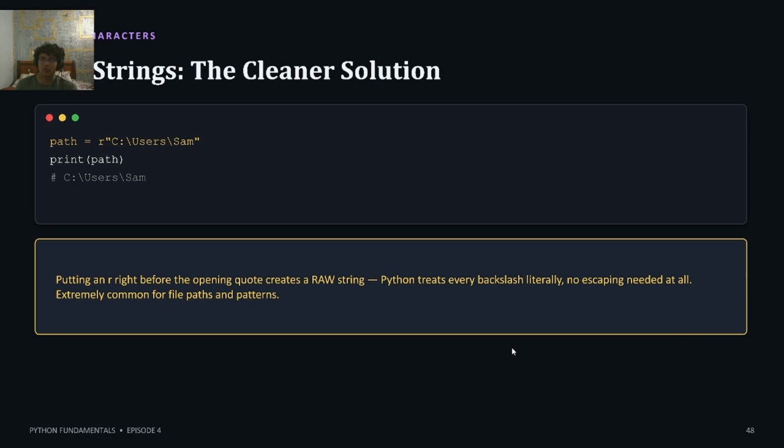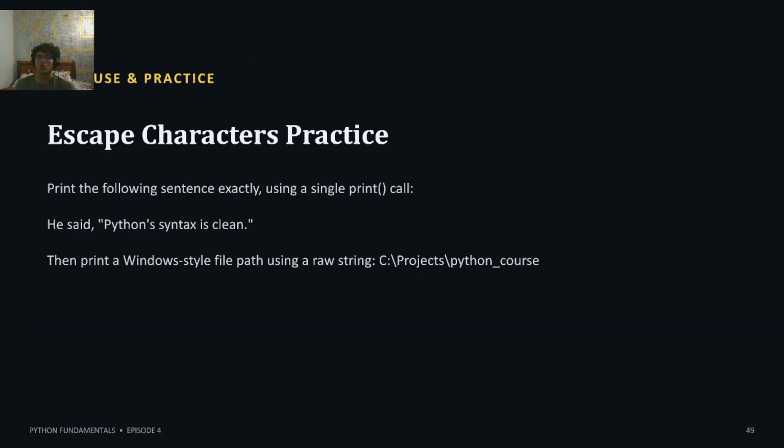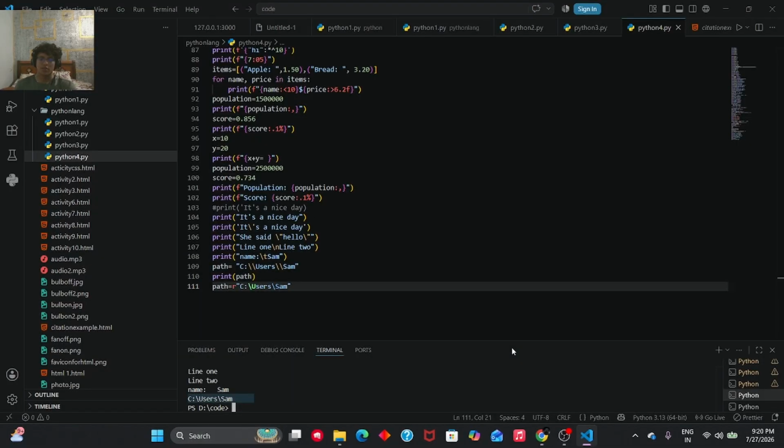Now moving on to the next one. Just pause your video and try this question by yourself. After then you can watch the video. What's the question? Print the following sentence exactly using a single print call: He said, Python's syntax is clean. Then print a Windows style file path using a raw string. Okay, let's try this out.